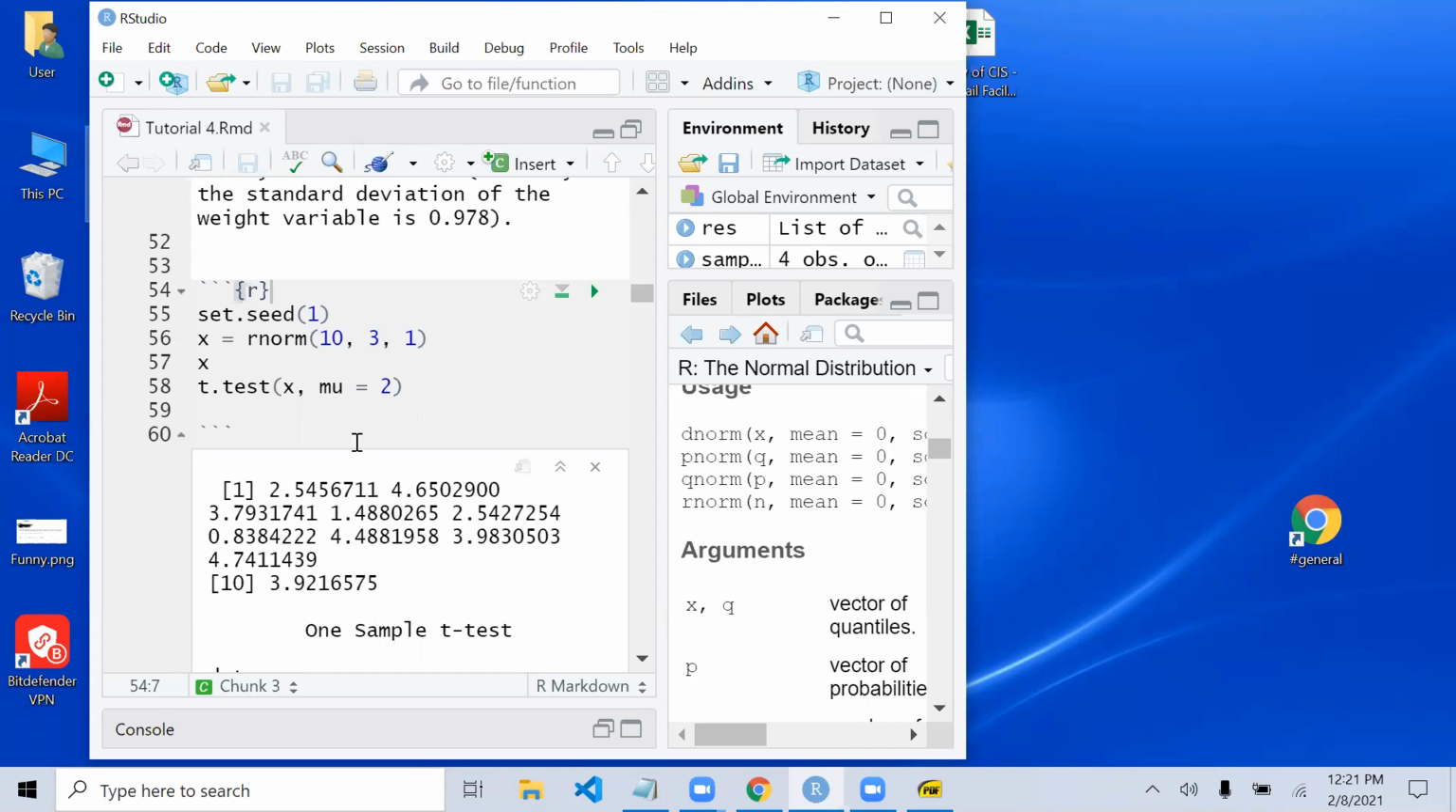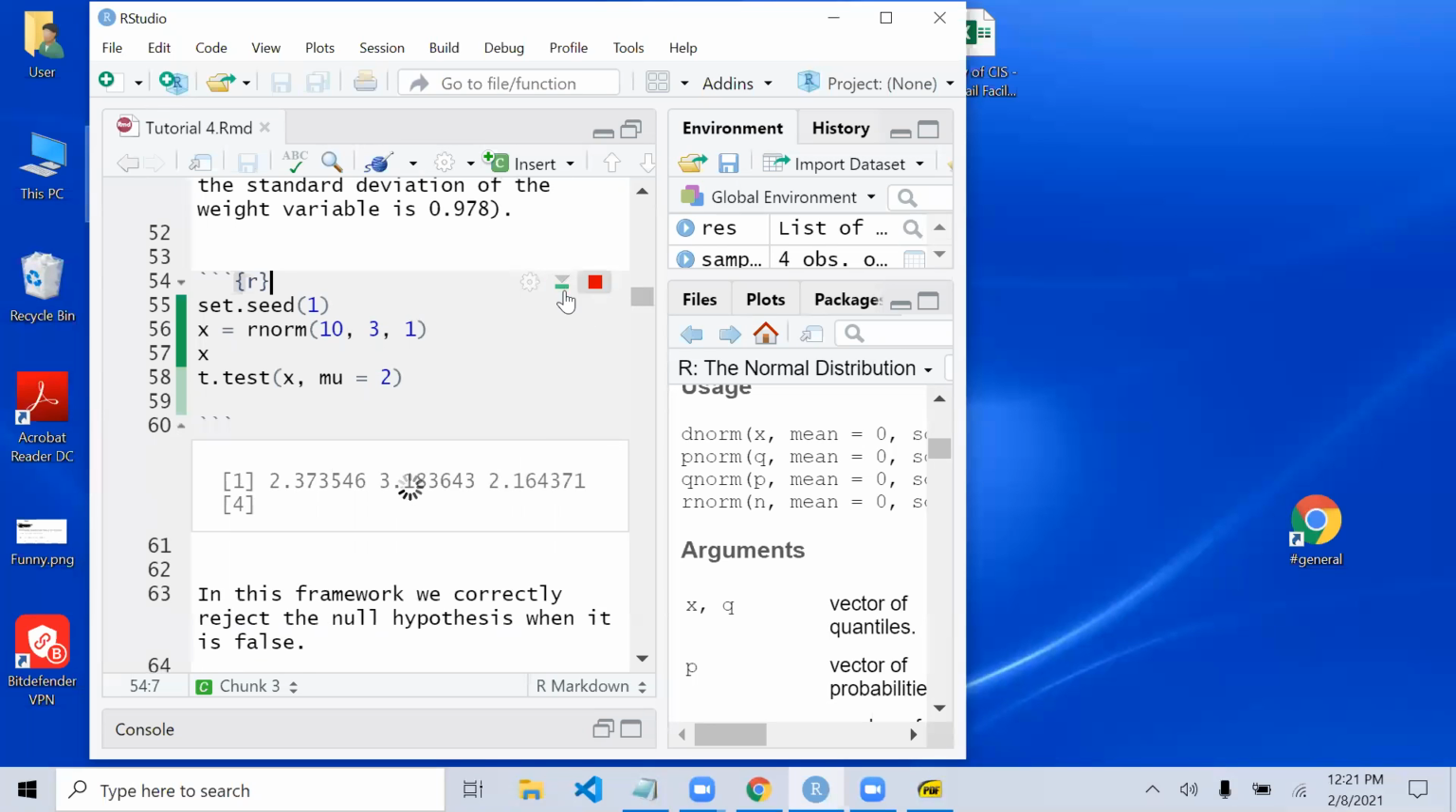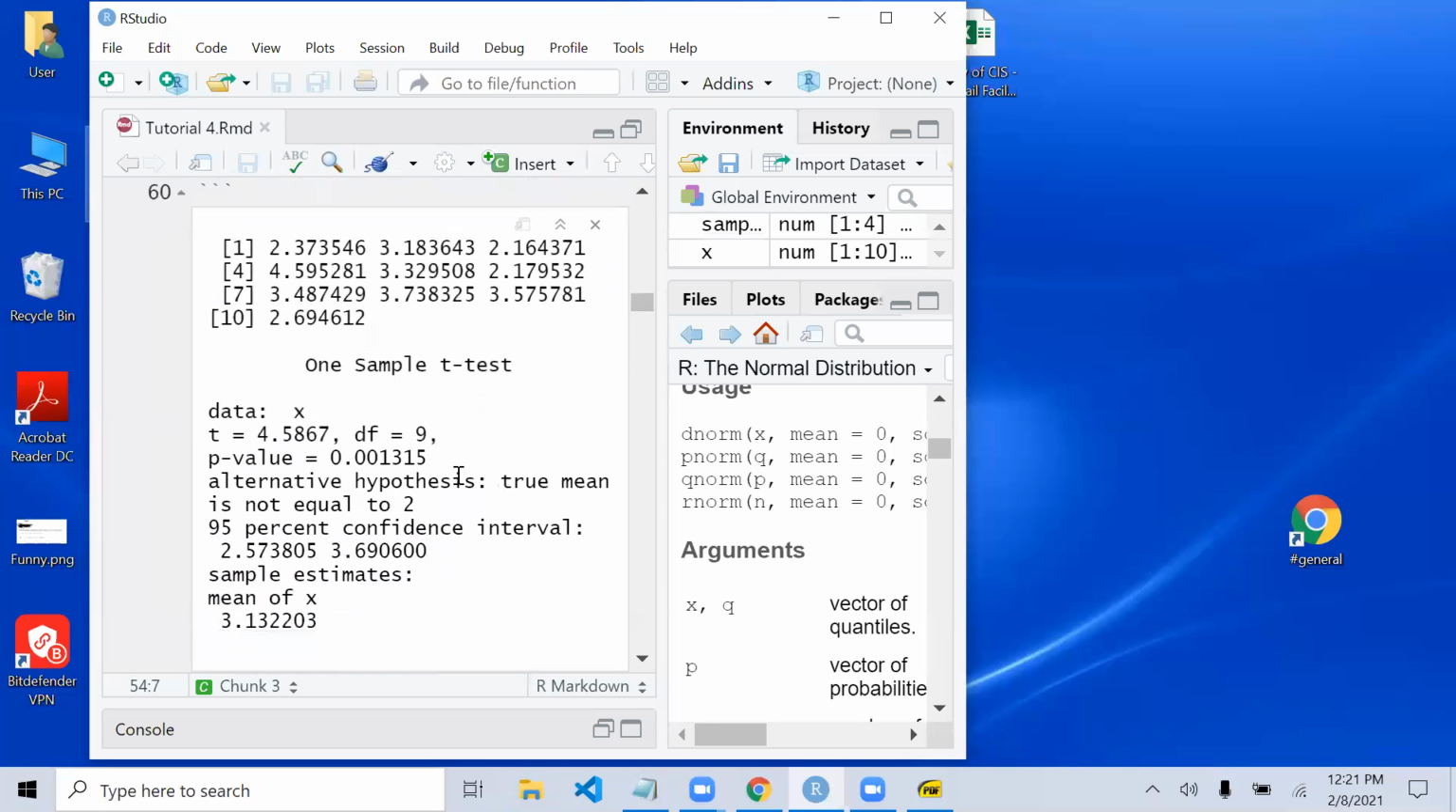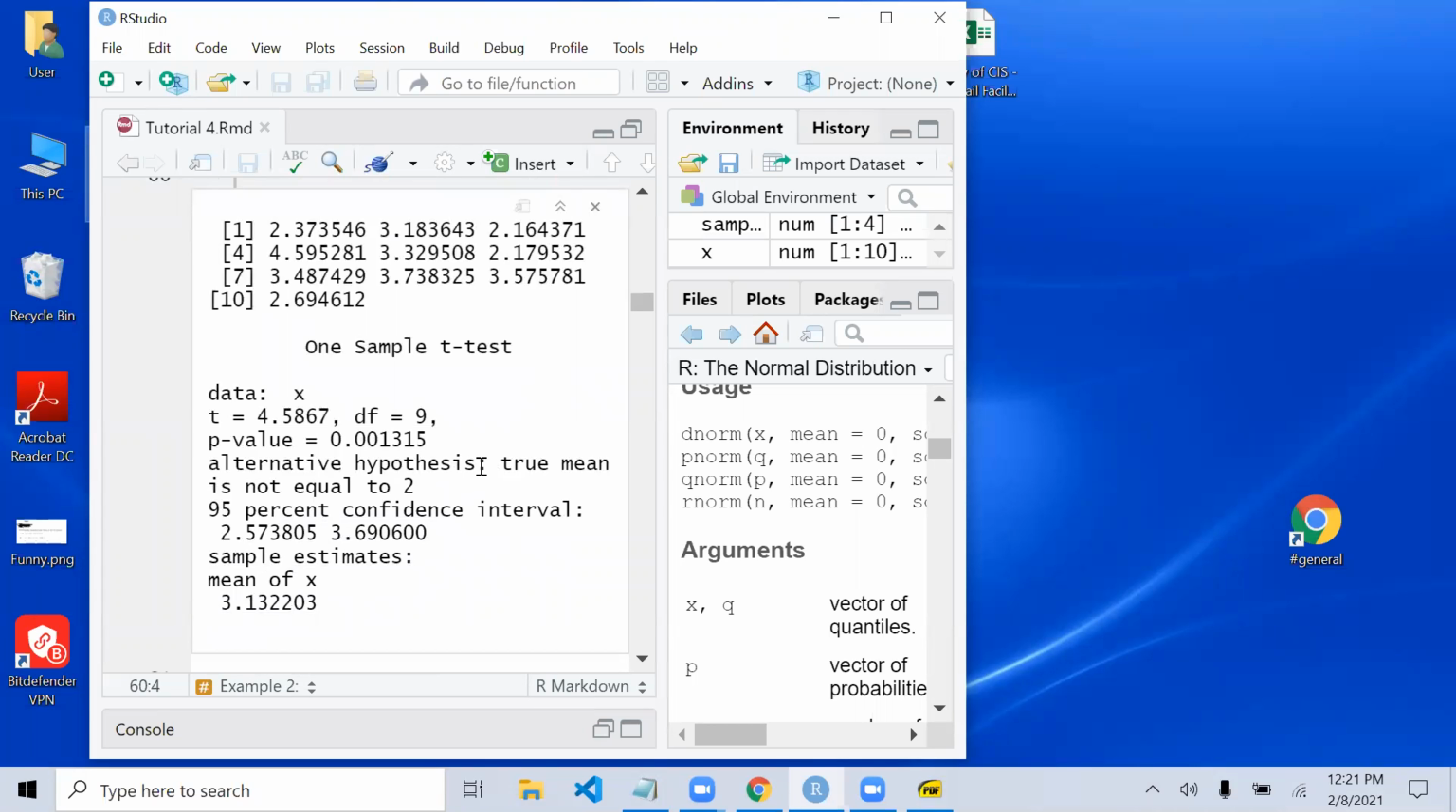Let's actually sample from something that has a mean of 3 and a standard deviation of 1, with a sample of 10. Then I'm going to do the same test. Is my actual mean different from 2? Now I know for a fact that the true mean is 3, and the question is how often does my actual data show that truth? There's a chance it will say something opposite to the truth a certain amount of the time. All right, so this is my data, and here's the test.